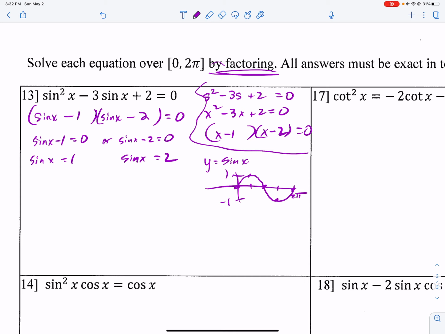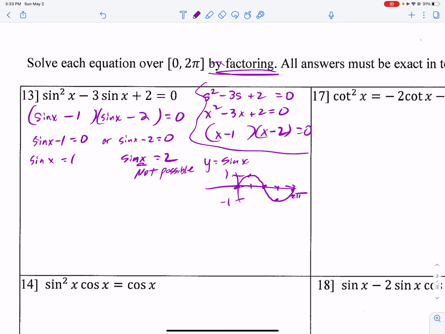Well, there is no angle. I'm looking at all these angles from 0 to 2 pi. There's not one that produces a y value of 2 because the range of sine is -1 to 1. So an angle whose sine is 2 is not possible. That won't lead to any solutions.